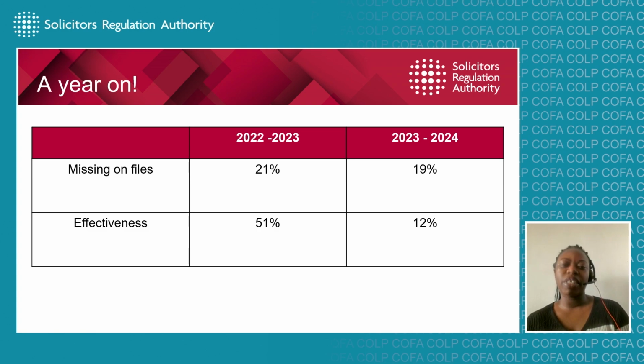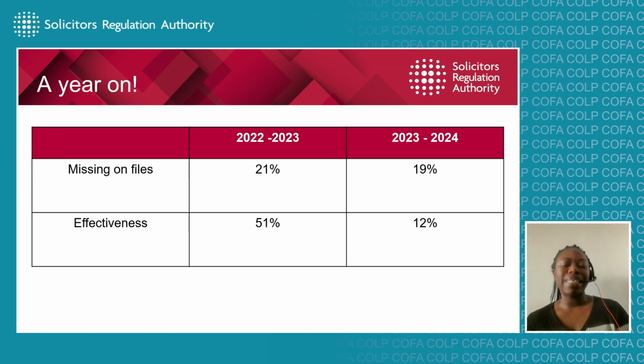To determine effectiveness, we considered factors such as whether the risk assessment considered money laundering risks as opposed to, say, business risks. Did the risk assessment assess client risk and matter risk, or just one? And was the rationale for decisions made on the file clear? These are just examples of some of the things we consider when we determine whether a risk assessment is effective or not. So back to what the figures tell us.